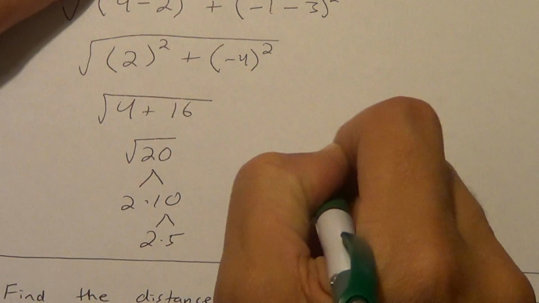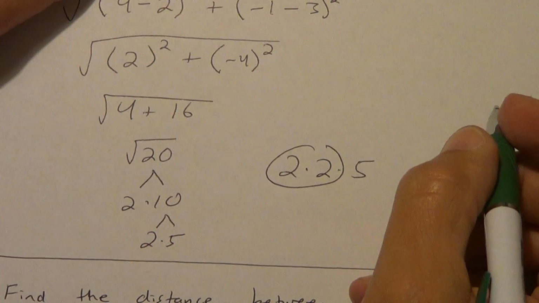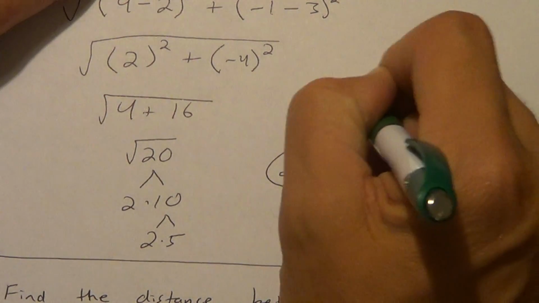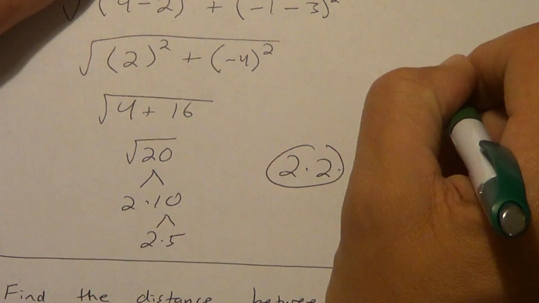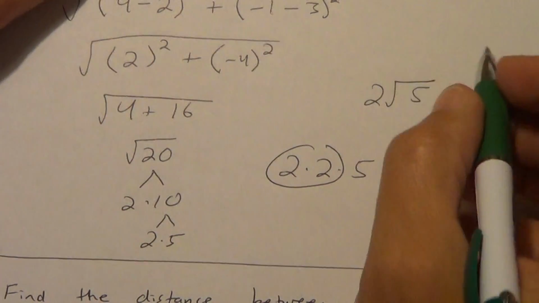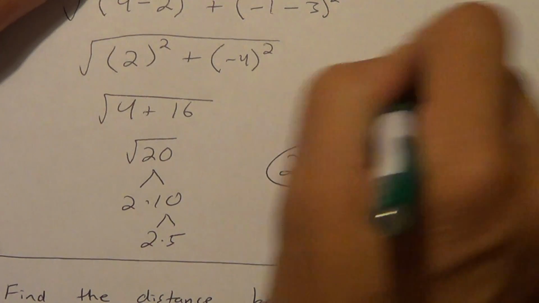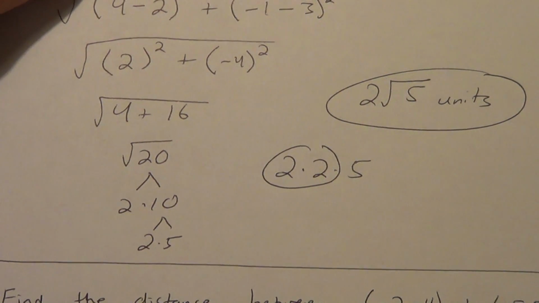Alright, I have a pair of 2's and a single 5. Remember, pairs go where? They go outside, singles go inside. This is a distance. It didn't tell me what it was, inches or anything, so I'm going to go ahead and put units. 2 root 5 units.